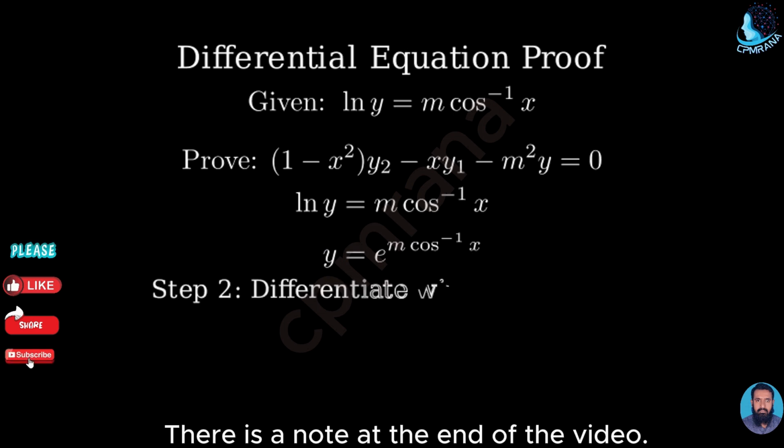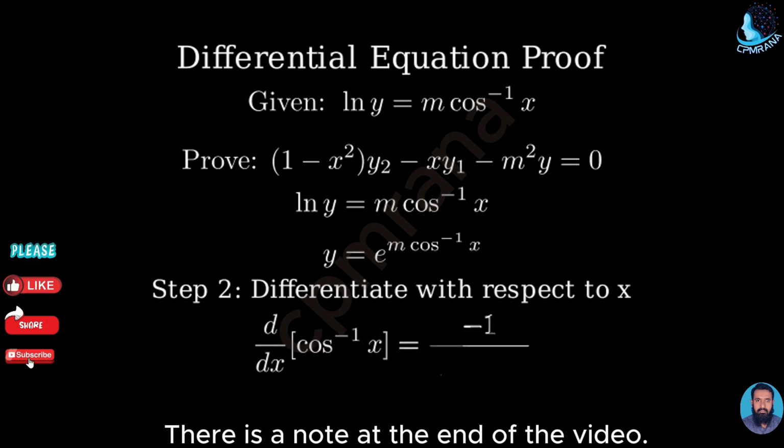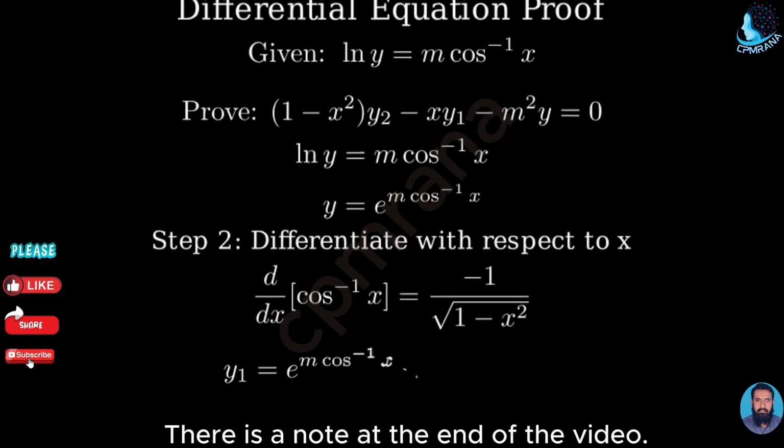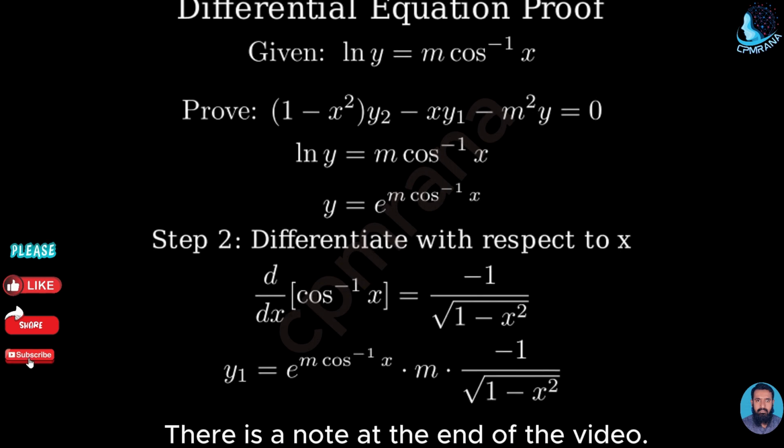Now comes the key part. We need to differentiate both sides with respect to x. Using the chain rule and remembering that the derivative of inverse cosine is negative 1 over square root of 1 minus x squared, we get y1 equals e raised to m inverse cosine x times m times negative 1 over square root of 1 minus x squared.